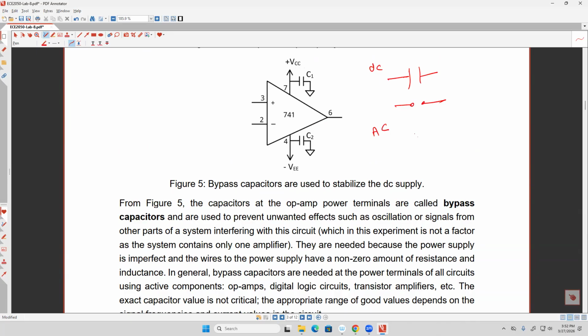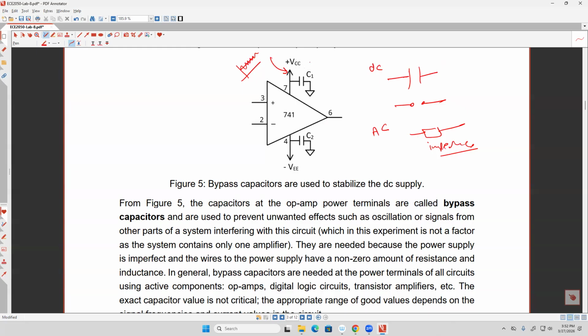However, for AC it is going to be like a resistance. We call it impedance. So actually here, as I told you in the lecture, we are going to use this one to stabilize the DC voltage. If the DC voltage is ideal, I don't need the capacitor. In reality, it's not like this; we have DC, but we have some AC here.